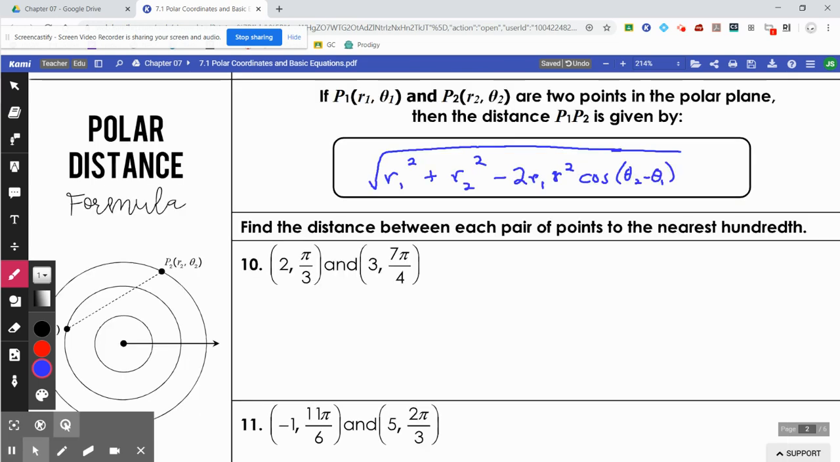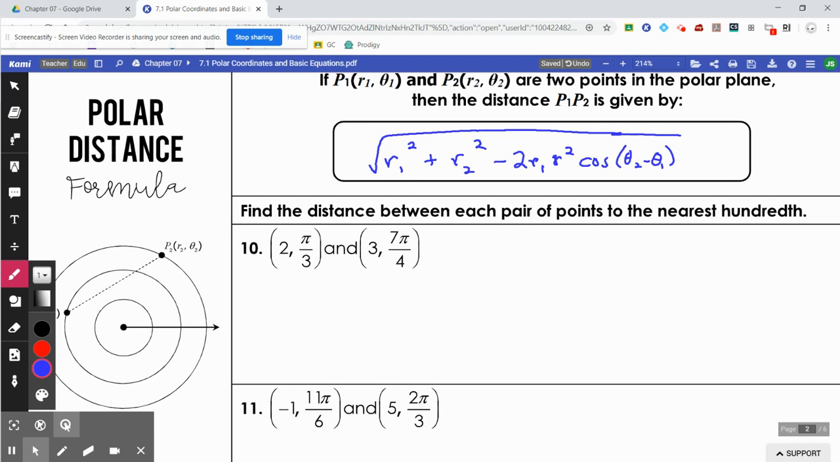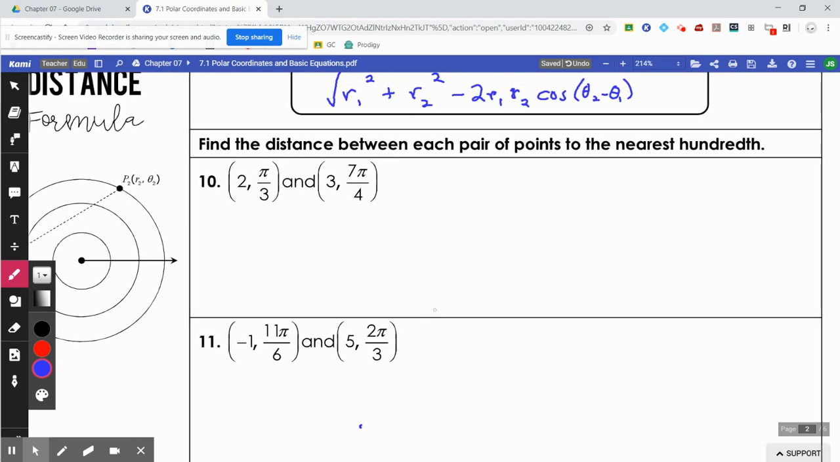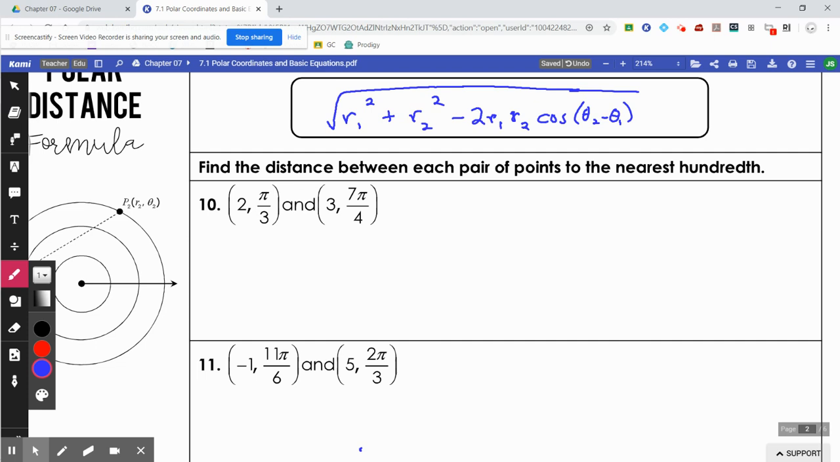Now, there is a distance formula when we're dealing with polar coordinates, and it's not near as easy as the distance formula we've done with rectangular coordinates. It's not near as simple. If you have P1 and P2 are points on this coordinate plane, then the distance between P1 and P2 is given by the following formula. And you see R1 squared plus R2 squared minus 2 times R1 times R2 times the cosine of theta 2 minus theta 1. I don't know if you noticed this, but it looks a lot like the law of cosines, and there is a connection there. So let's find the distance between each of these pairs of points.